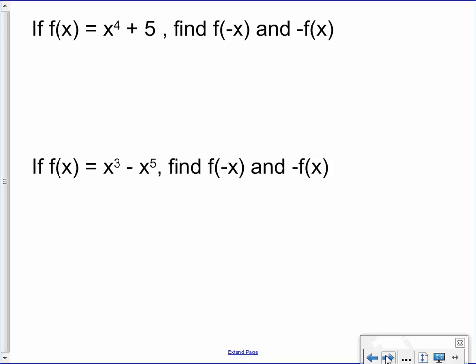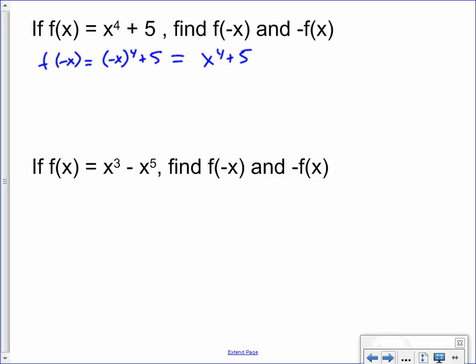Alright. So, let's take a look at these two cases. For the first f of x, f of negative x would just be negative x to the 4th plus 5. Well, what's negative x to the 4th? It's just x to the 4th. It's going to be positive, right? Because a negative to an even power would be positive. So it's just x to the 4th plus 5 again. Brings you right back to the original.